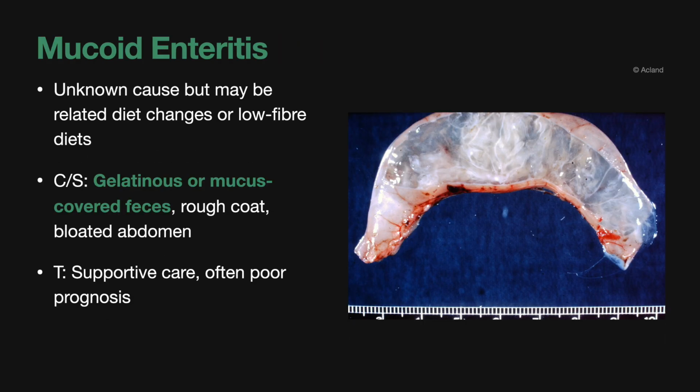Mucoid enteritis is another unique condition to rabbits. We don't know the exact cause of this condition, but it may be related to diet changes or low-fiber diets. Clinical signs include gelatinous or mucus-covered feces, a rough hair coat, and a bloated abdomen. Treatment involves supportive care. However, this condition typically has a very poor prognosis.